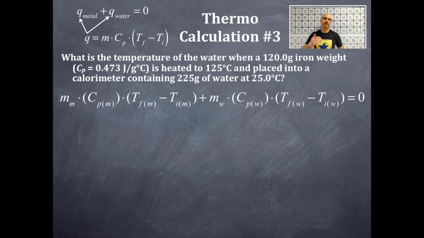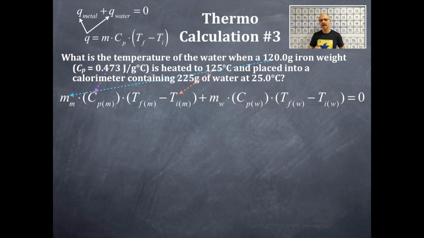So from the numbers given in this problem, we need to figure out where those numbers belong in this giant equation. It looks complicated, but you're going to do this one step at a time, very slowly and carefully. Okay, this is the mass of the metal. That's a 120.0 gram iron weight. That's the mass of the metal, that's where it's going to go right there. We also got the specific heat capacity for the metal, that iron weight. That's going to go in the Cp for the metal. That's 0.473 joules per gram degree Celsius.